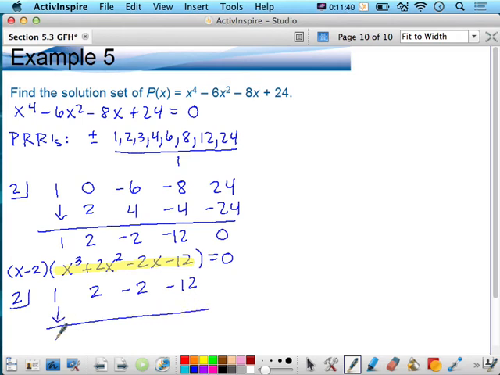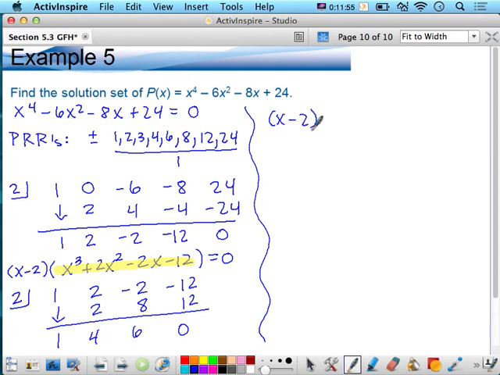Bring down the 1. 2 times 1 is 2. 4 times 2 is 8. And 6 times 2 is +12. So that brings us up to the first factor we found was x minus 2. That came from this synthetic division process. Then, on the next one, we found that 2 worked again, which means that I can continue factoring that cubic into x minus 2 again. And that leaves us with this result.